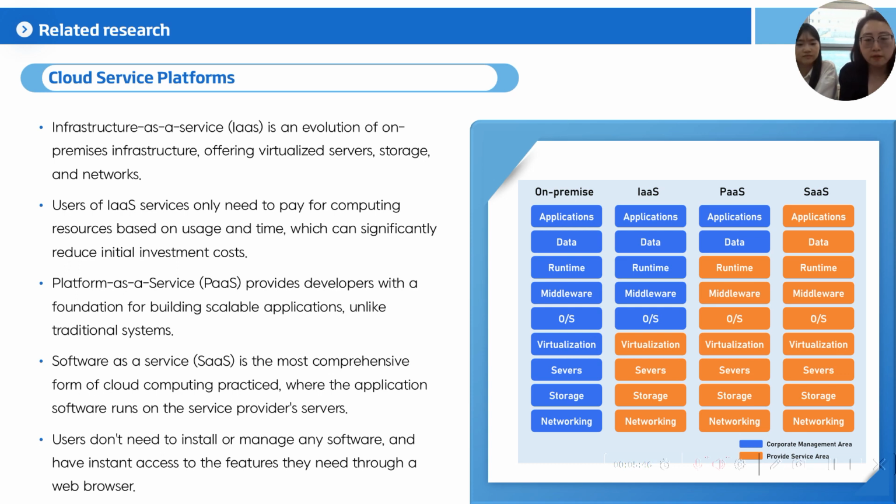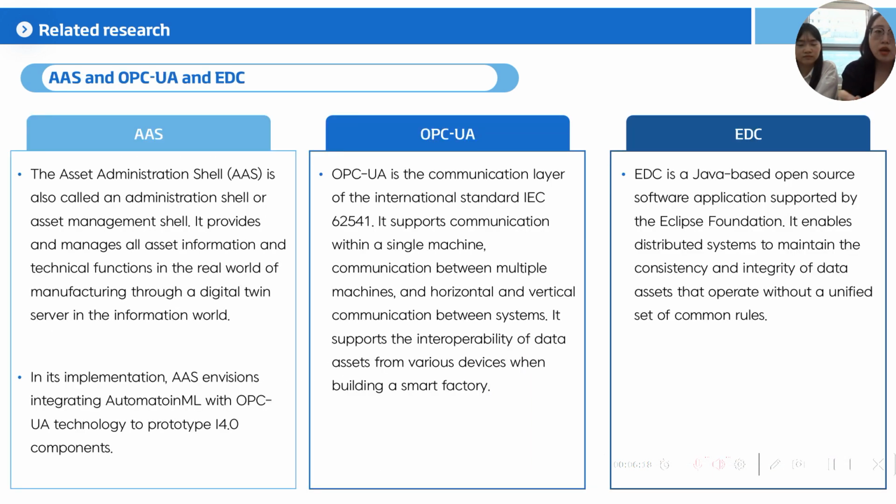Software as a service (SaaS) is the most comprehensive form of cloud computing, where the application software runs on the service provider's servers. Users don't need to install or manage any software with these technologies and have instant access to the features they need through their web browsers. As you can see on the right-hand side, there are the on-premise, IaaS, PaaS, and SaaS structures in the figure. And next are technologies that can really skyrocket this industry.